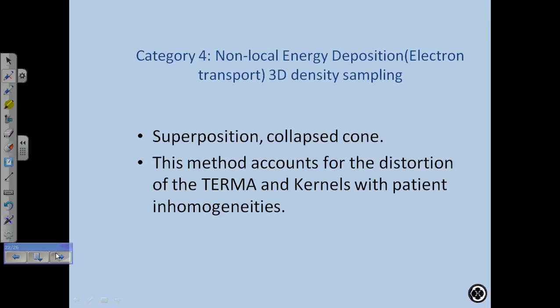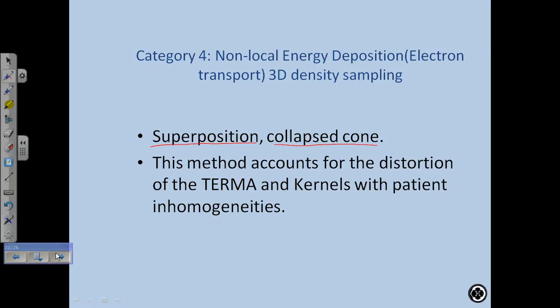Then there's category 4, non-local energy deposition. So the electrons are transported out of the local site, 3D density sampling, so it's looking at the whole volume of the patient. And so this is where the superposition algorithm comes in. In the Pinnacle world, it's called collapsed cone. Okay, so I don't know if you've heard it in your clinic, it's called collapsed cone within Pinnacle. This method accounts for the distortion of the terma and kernels within the patient.